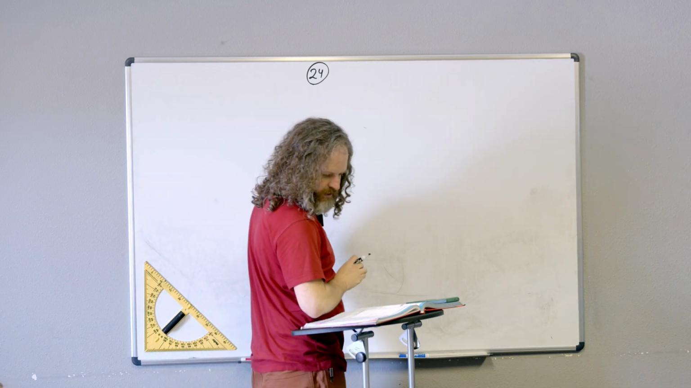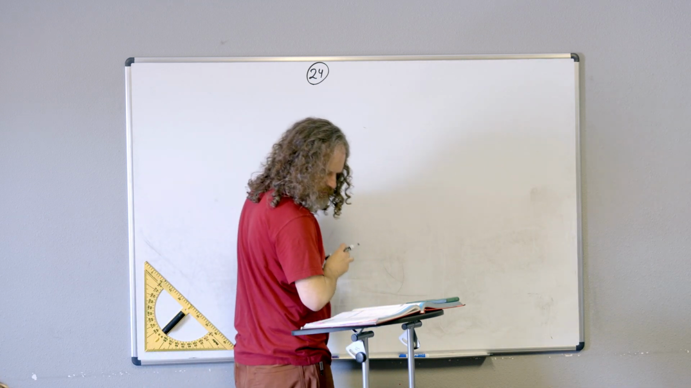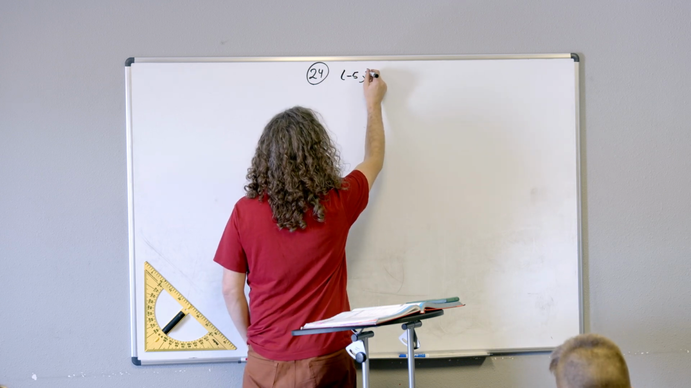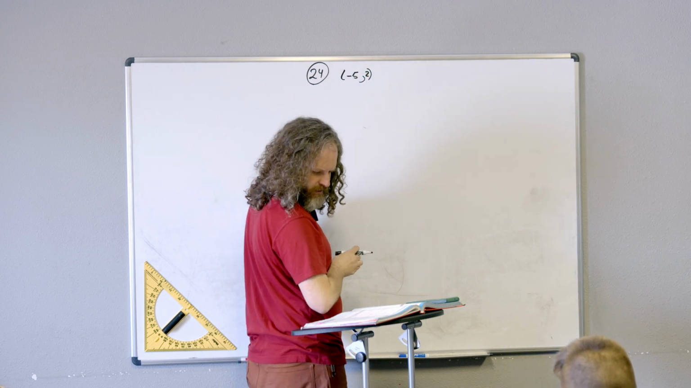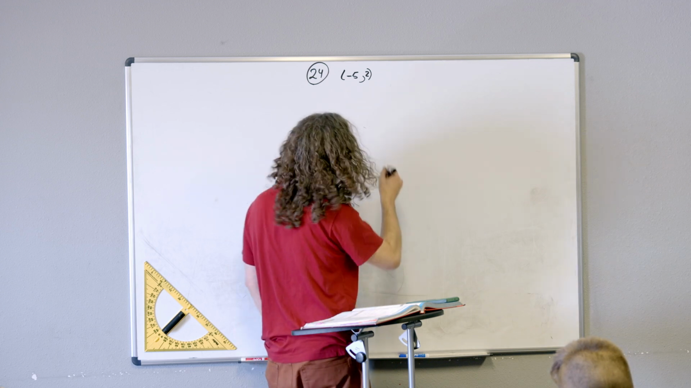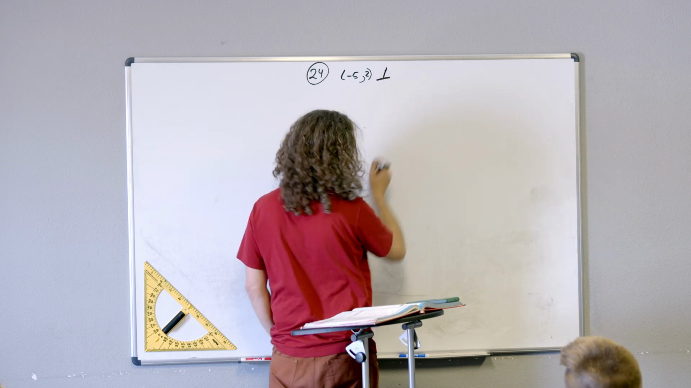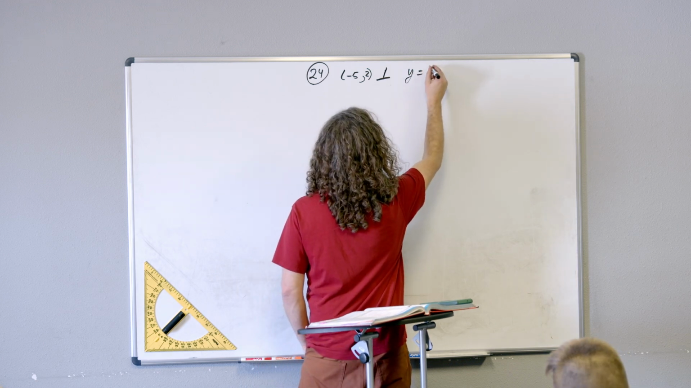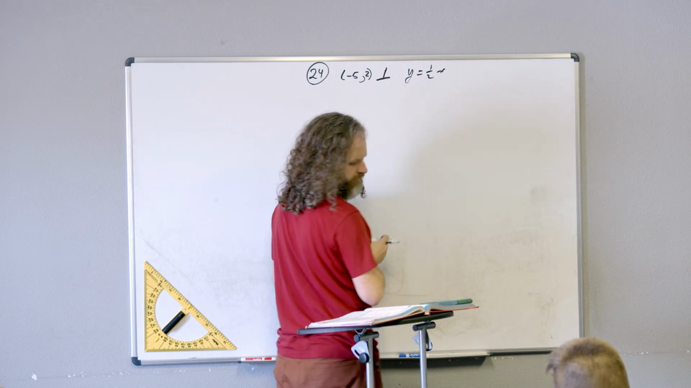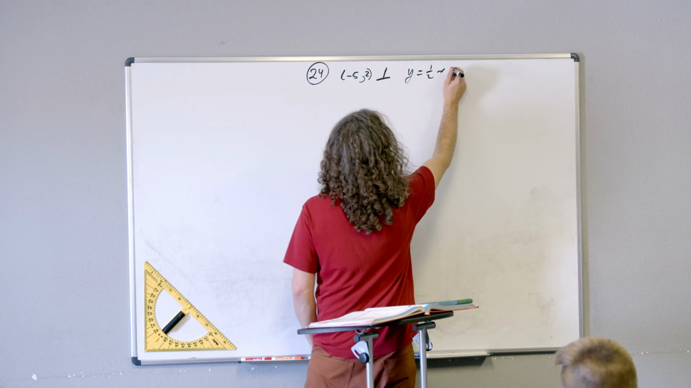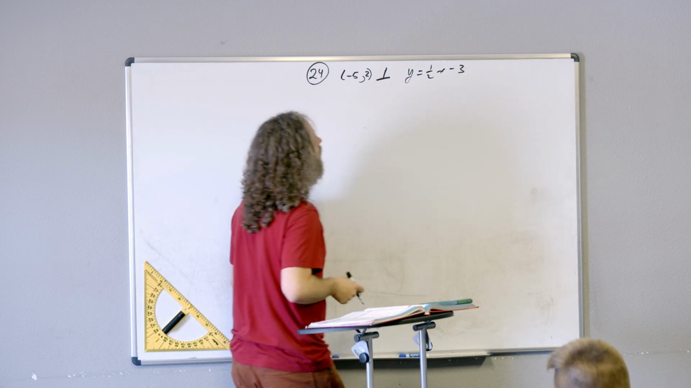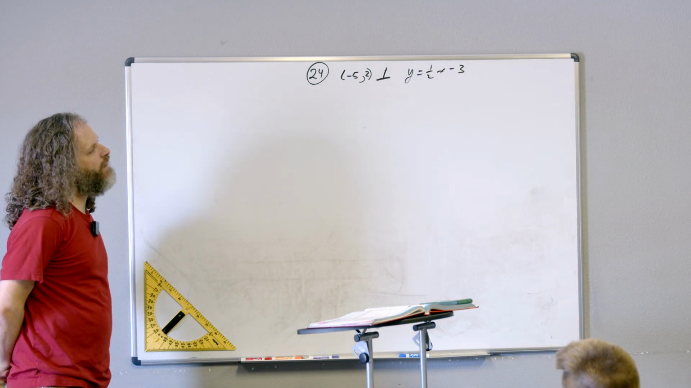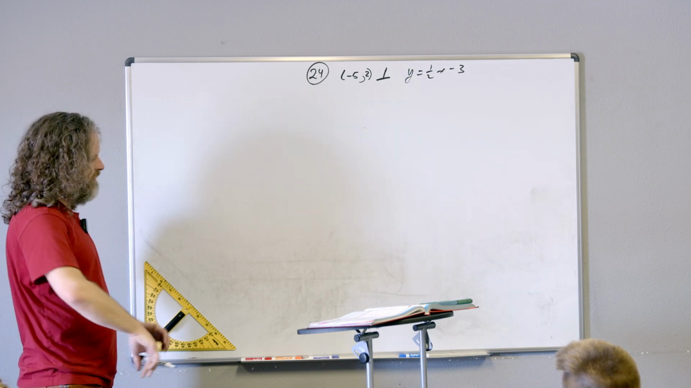24. We're supposed to write an equation of the line that passes through (-5, 2) and is perpendicular to y equals 1/2 x minus 3. Okay. The fact that our line is perpendicular to that line tells us what?